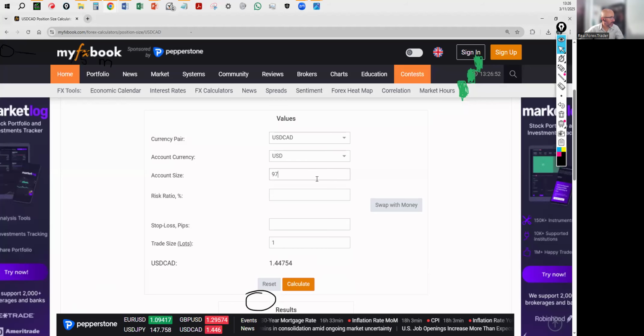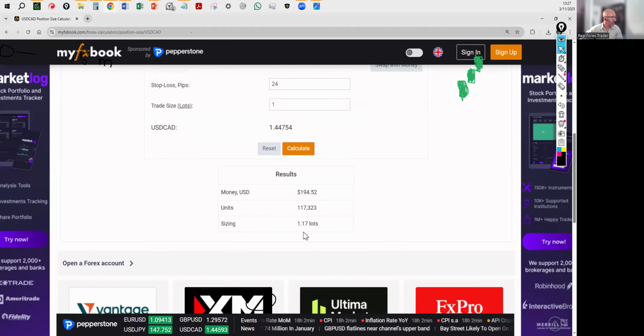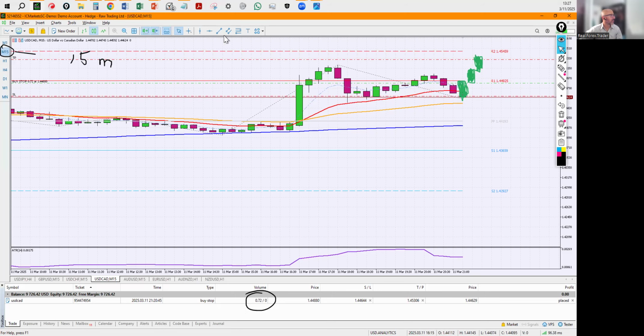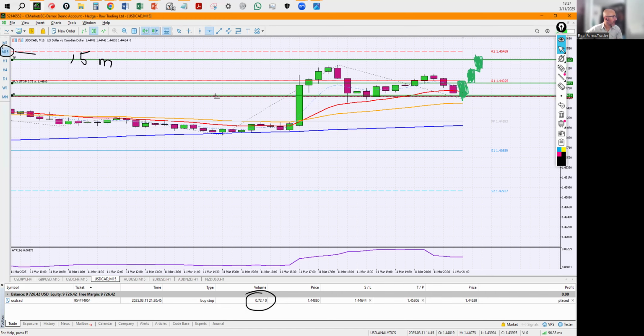$9,726, right? $26. That's it. I want to risk 2% of this trade, okay? My stop loss is 24 pips away from my entry point. So what is that? So I could do it with 1.17 lots, right? Okay, so I can do the correction. Okay, that's no problem. So I set my lines in here just to have that.